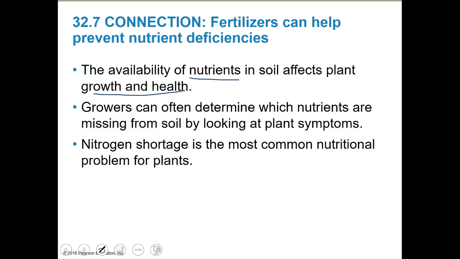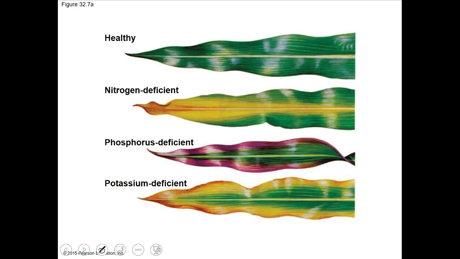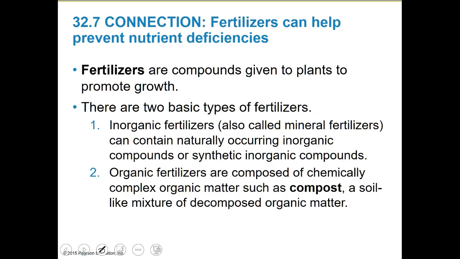Growers can often determine which plant nutrients are missing in the soil by looking at those plant symptoms. Nitrogen shortage is the most common problem for plants. If we have this one that we're looking at and it's healthy, we can see it's nitrogen deficient if it's yellow in the middle. If it's phosphorus, it'll get these purple edges. If it's potassium deficient, it looks like it's on fire on the edges. So you get to know what the plant does when it's not quite healthy enough.